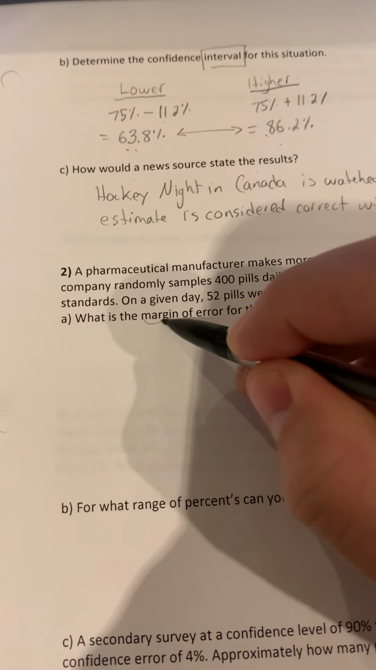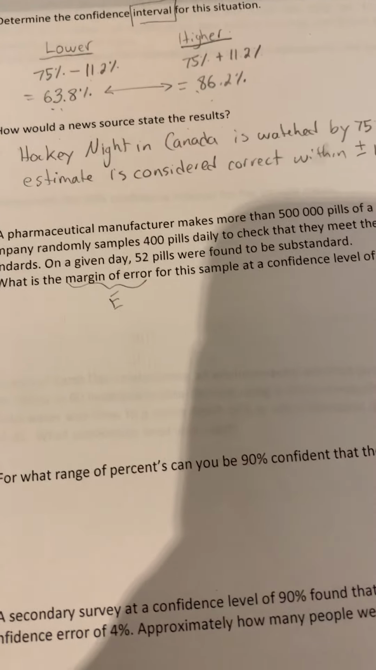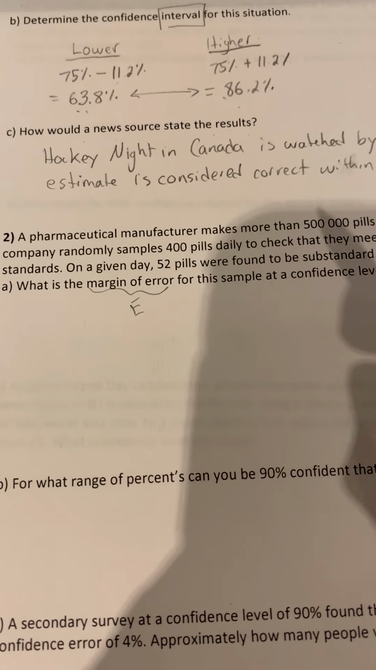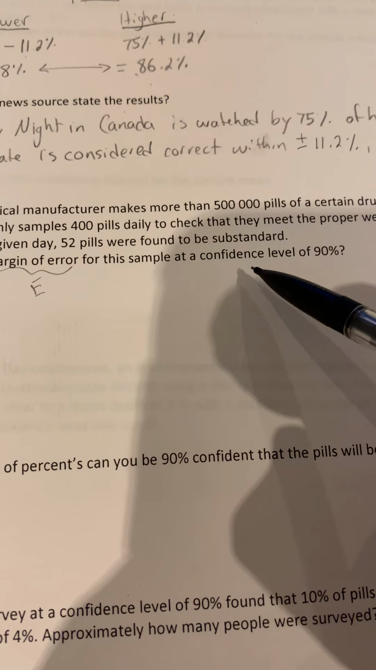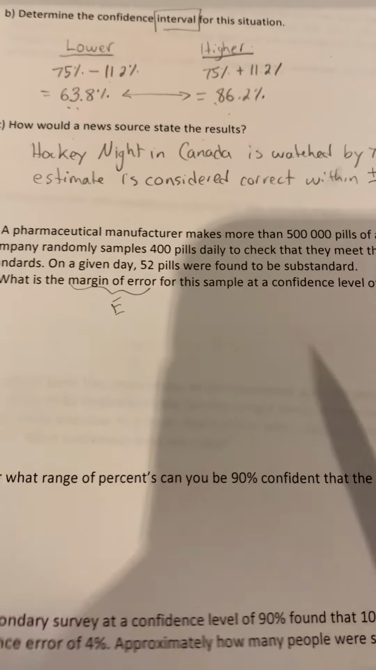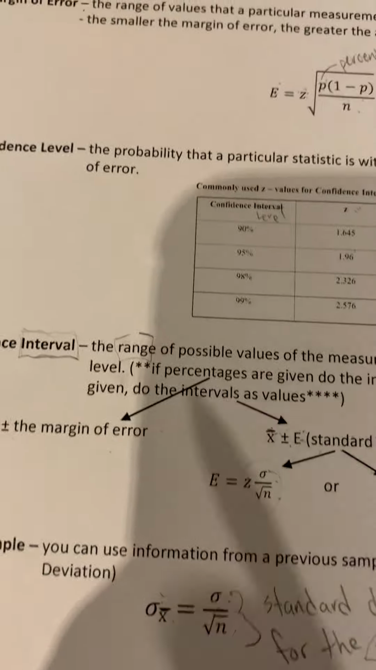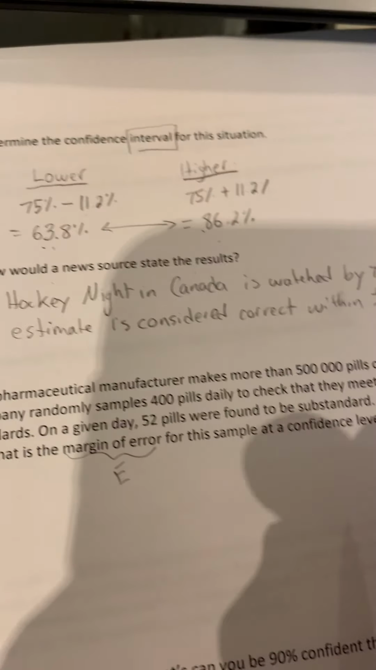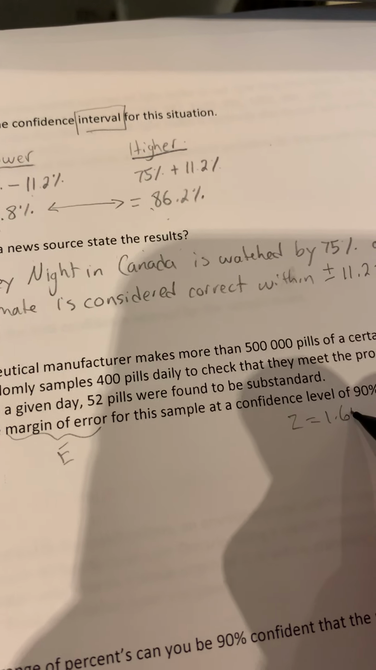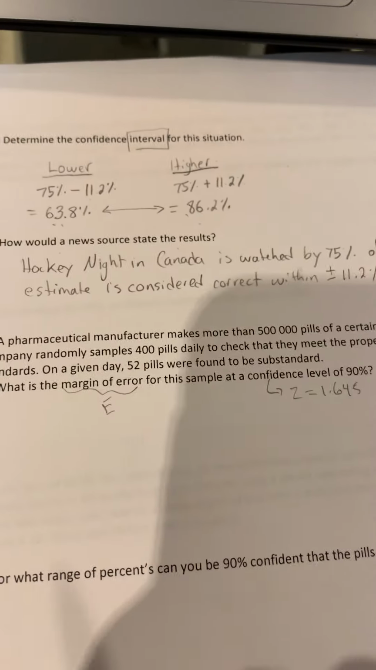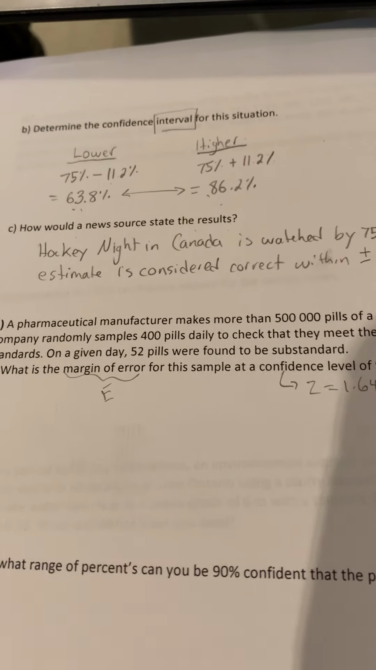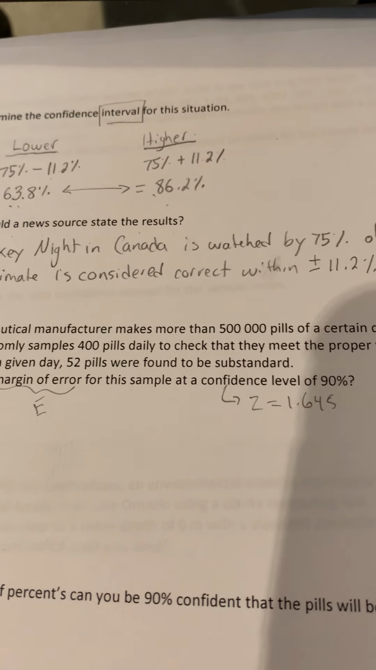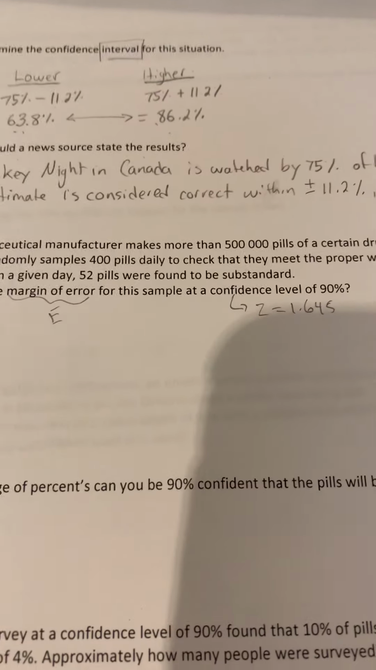So we're looking for E. Okay, so we're looking for E for this sample at a confidence level of 90%. So confidence level at 90%. Again, that's where we get our Z score. So we're going to have a Z score of 1.645. Okay, so we have a Z, we have an E.